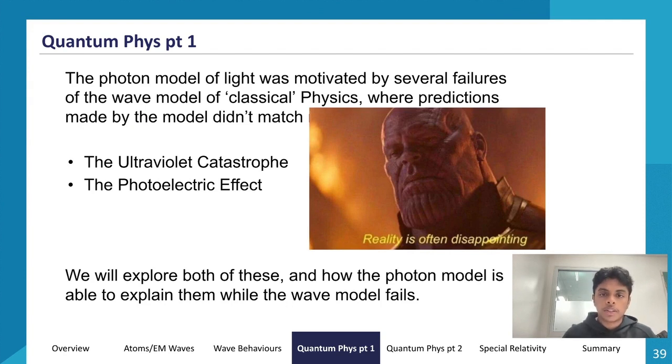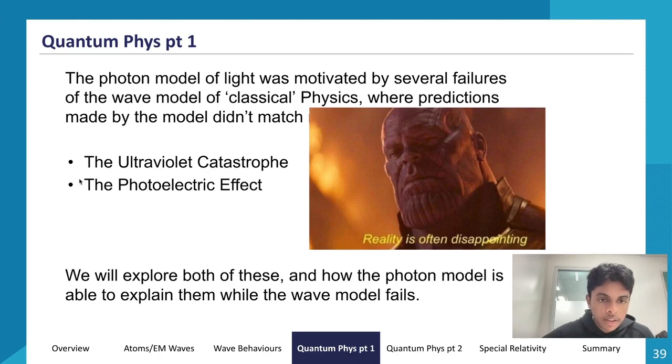The quantum model of light was motivated by several failures of the wave model of classical physics. So we went from classical physics to quantum physics. The wave model won against the particle model, and then it came across a couple of problems as well. These problems are what led to the photon model coming out. A couple of the issues the wave model faced were the ultraviolet catastrophe and the photoelectric effect. We'll go through both of these. These are pretty prominent things.